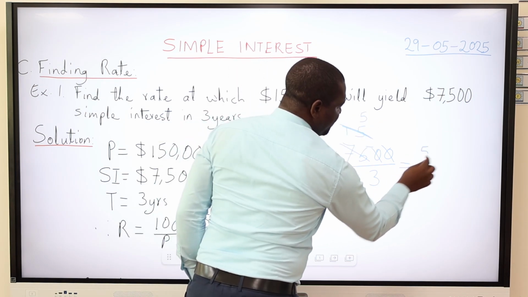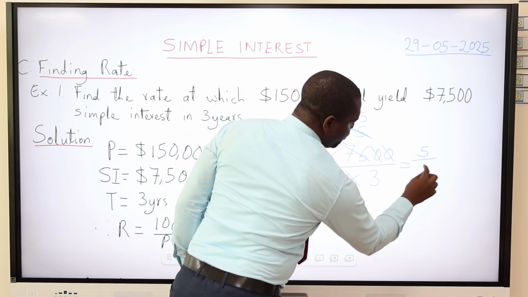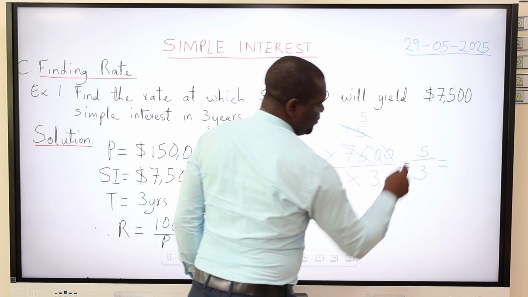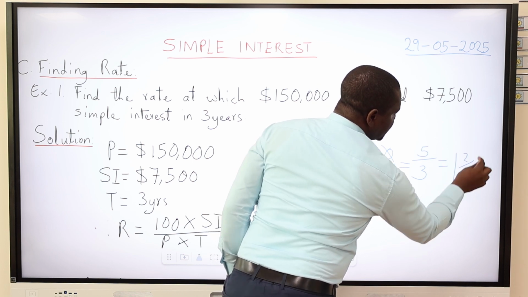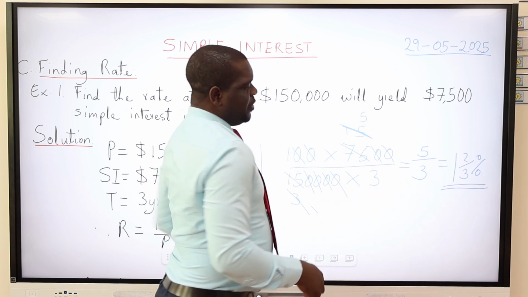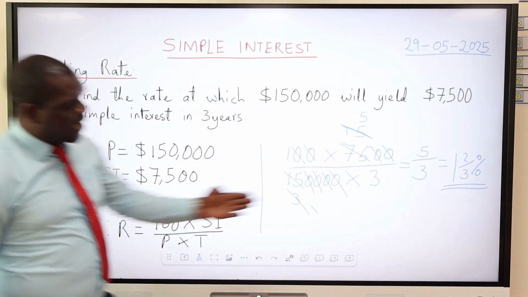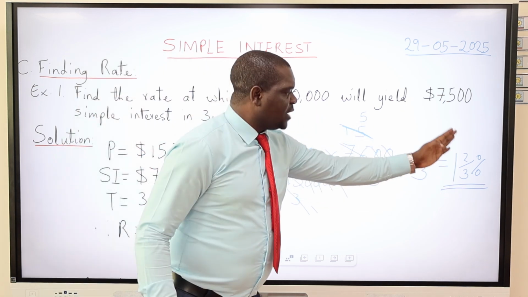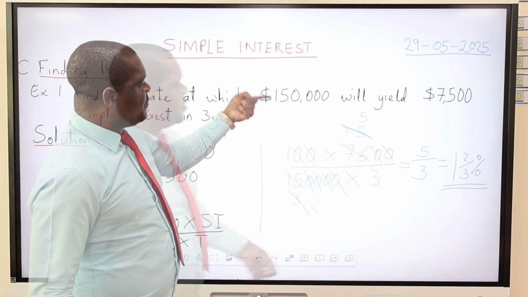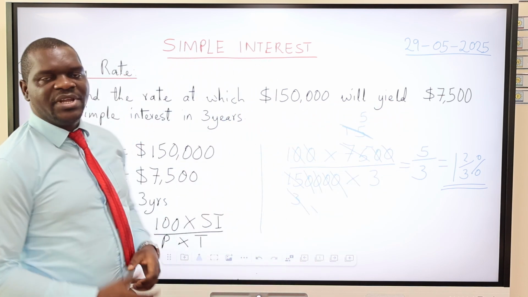You have 5 as the numerator. There's only 5 left up, and below we have 3. This can further be simplified to 1 2/3%. Remember, we are calculating for the rate, and rate is expressed as a percentage. So they calculated 1 2/3% of this amount to be able to have this as the interest within 3 years.